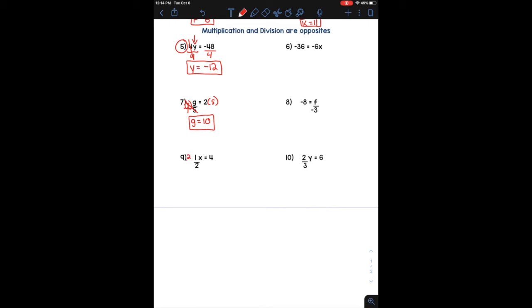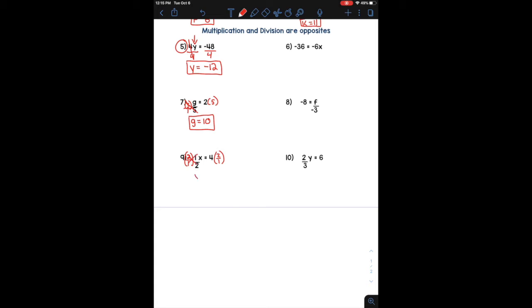The reciprocal is that fancy word that means flip the fraction upside down. What is the reciprocal of 1 over 2? It would be 2 over 1. What you do to one side of the equation, you have to do to the other, so we're multiplying 2 over 1 on both sides.